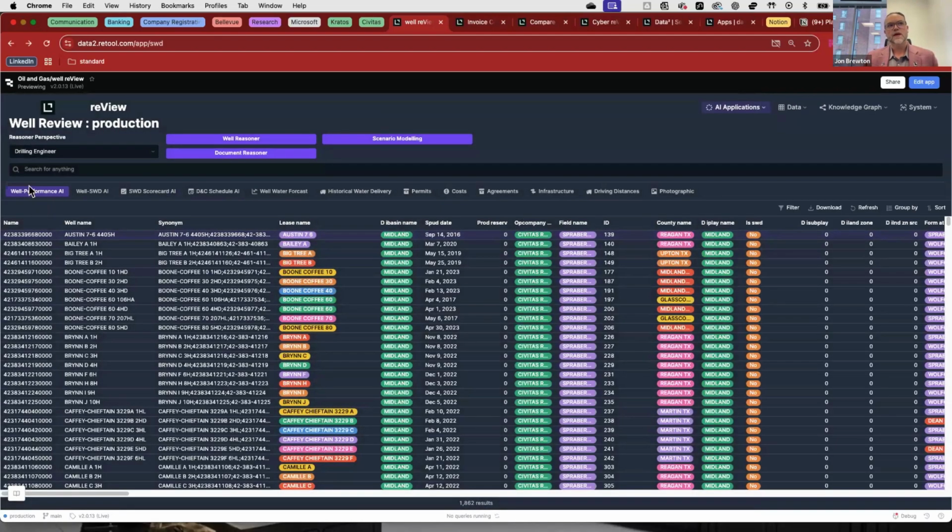So to do that, we had to combine all the wells performance information, all the saltwater disposal wells information, the history of performance on those assets, the drilling and completion schedule itself, our production forecast, our well water forecast, our historic water delivery and the efficiency that we got out of that system, the permits from the state.